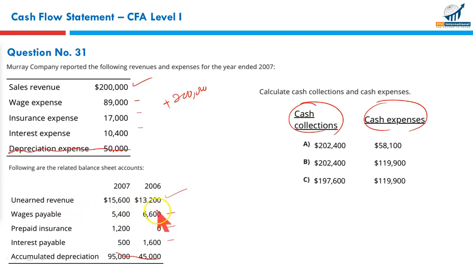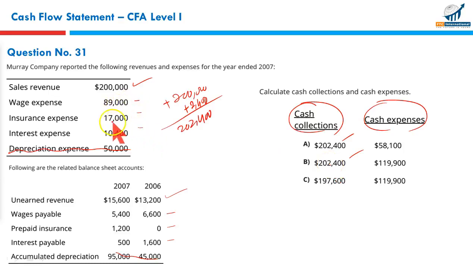Unearned revenue means the revenue which you have received but which you haven't yet earned. Unearned revenue has increased. It means you have received more money but you haven't yet earned. How much more money have you received? 15.6 less 13.2, 2.4, that is 2,400. This 2,400 is the money you have received over the period in the form of unearned revenue, but you haven't yet earned. It's a part of revenue. So it will be 202,400 as your inflows. That's either A or B. Let us see the outflows.